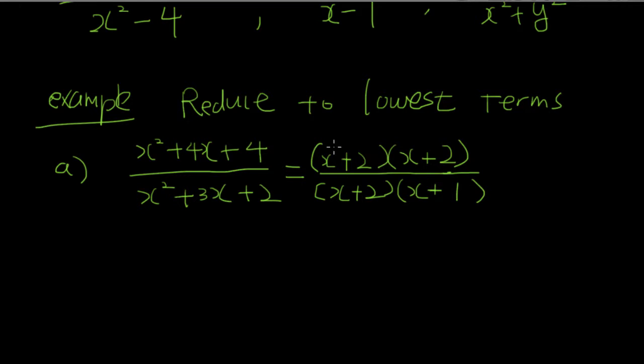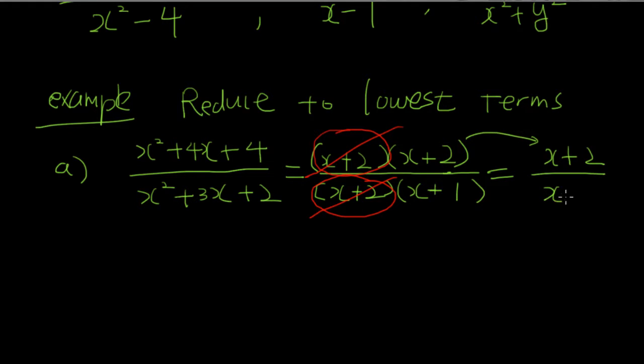So see right here, we have x plus 2 there, and we also have x plus 2 there. So this cancels with this. They are cancelled. So our final answer should be just x plus 2, which is this one right here, over x plus 1, which is this one right there.